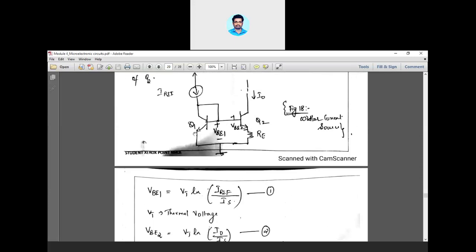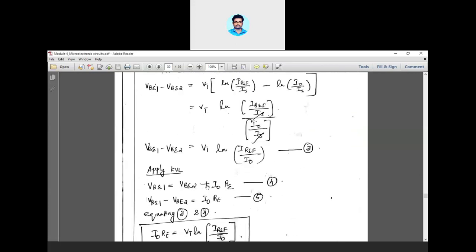Now what you will do is apply KVL in this particular loop. Okay. So as far as this particular loop is concerned, this voltage VBE1 is equal to sum of the voltage across VBE2 and the drop across RE. And the drop across RE is nothing but I naught into RE, because I naught is the current through the transistor. This current is flowing through RE as well. So the drop across RE is I naught into RE. Understood? So VBE1 is equal to VBE2 plus I naught into RE. Take VBE2 to the left side. So VBE1 minus VBE2 equal to I naught into RE. So when you observe this equation number 3 and 5, the left side is same.